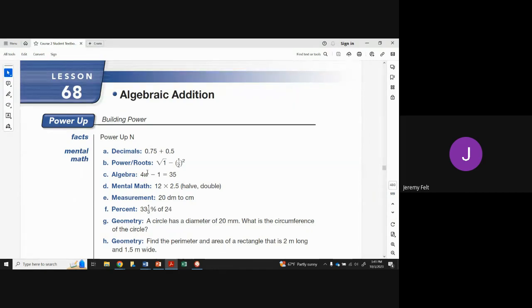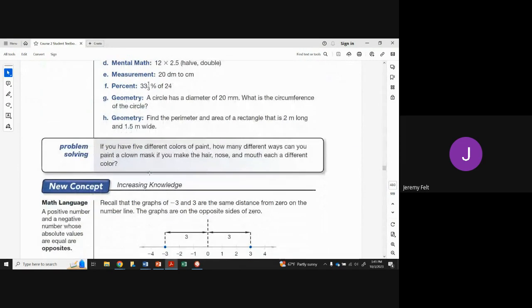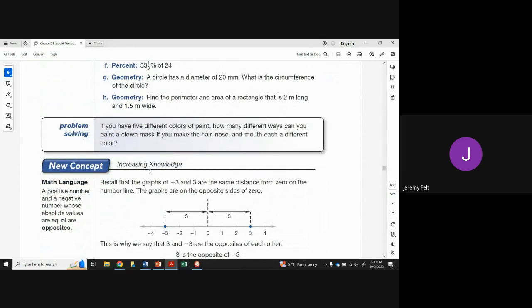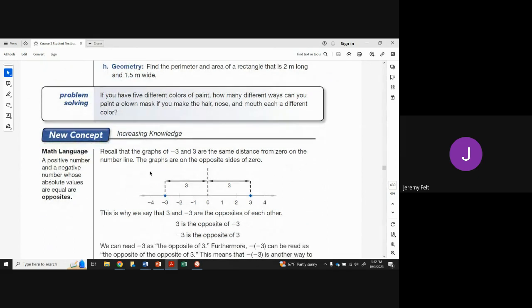So algebraic addition. Addition, we know, is adding integers, but we're going to add rational numbers, decimals, fractions, all of those things. We can also add and subtract negative numbers.